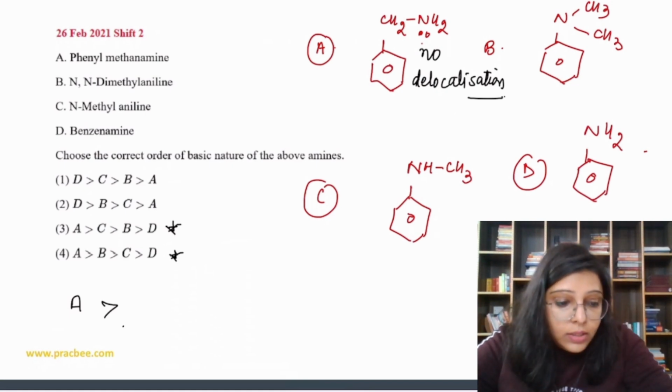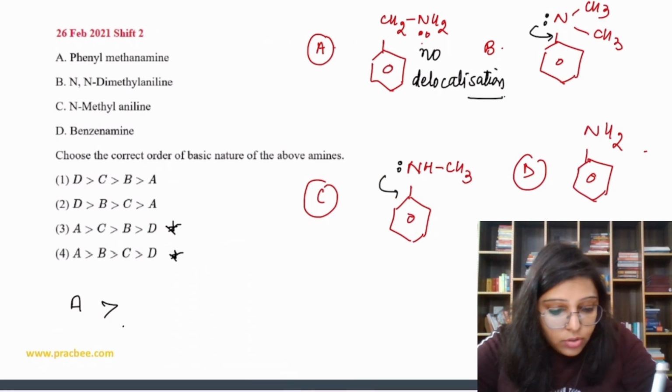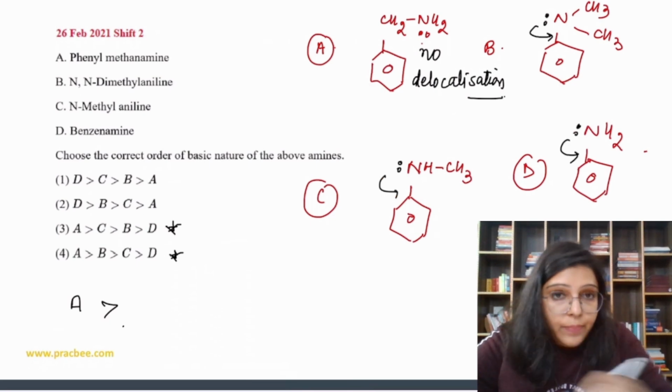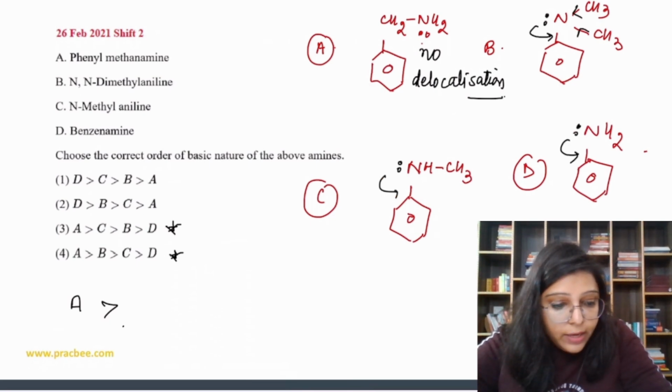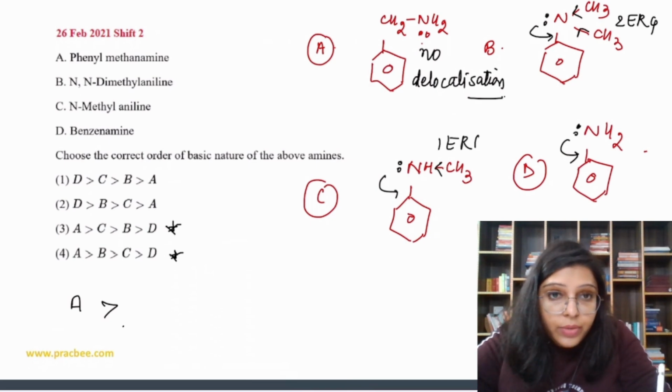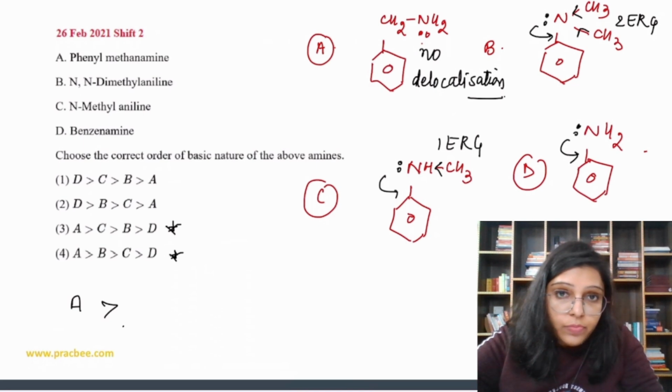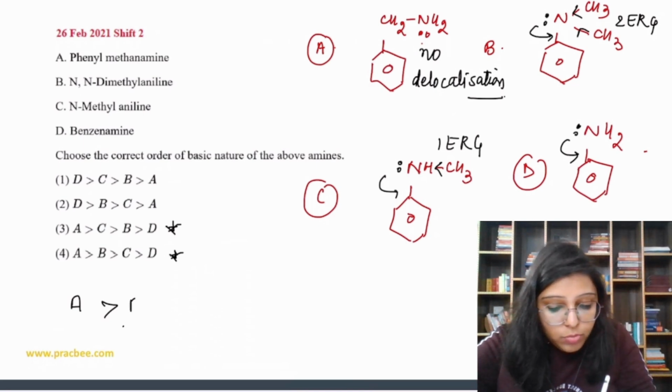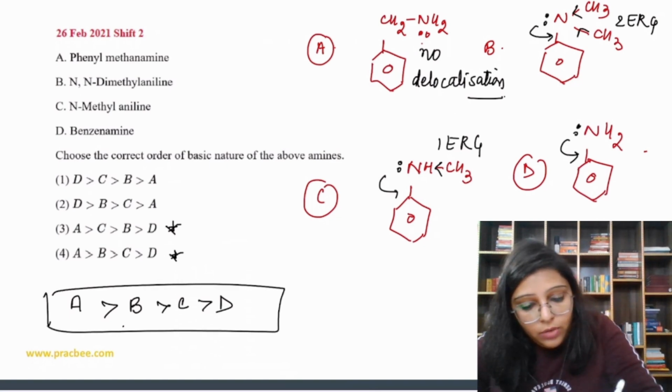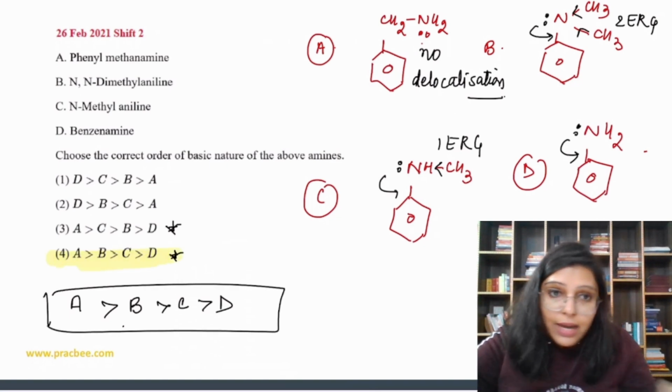Now then, this is a lone pair. They are involved in delocalization in all cases. But in B we have 2 electron releasing groups. In C we have 1 electron releasing group, and in D no electron releasing group. So after A, which one is going to be most basic? B, then C, and then D. So option 4 is going to be the correct answer.